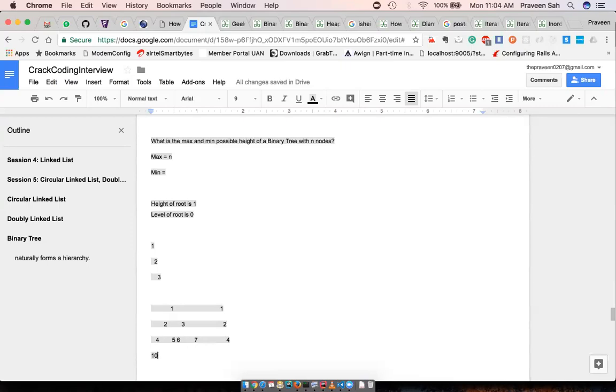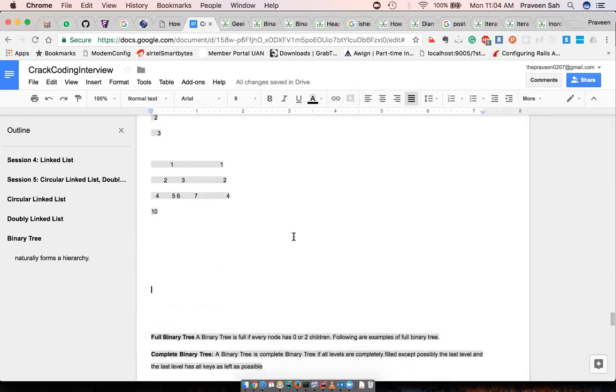2 to the power n. Yes, it is continuing as 2 to the power something. So every level has maximum 2 to the power L nodes, where L is the level.